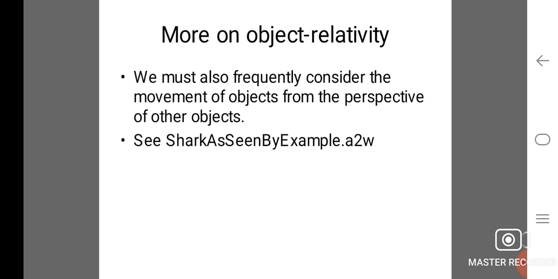More on object relativity. We must also frequently consider the movement of an object from the perspective of other objects.